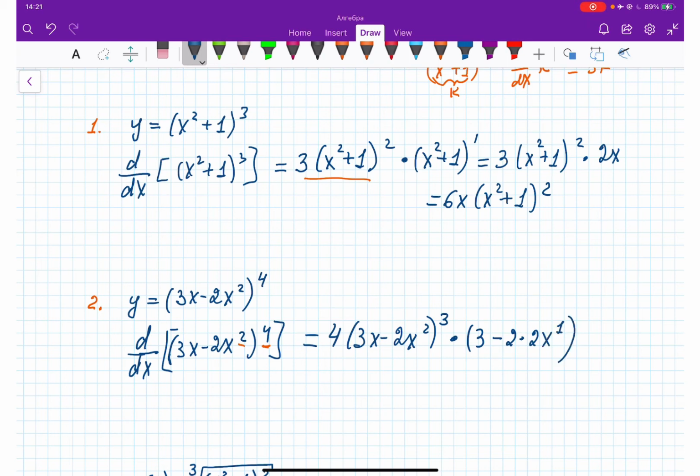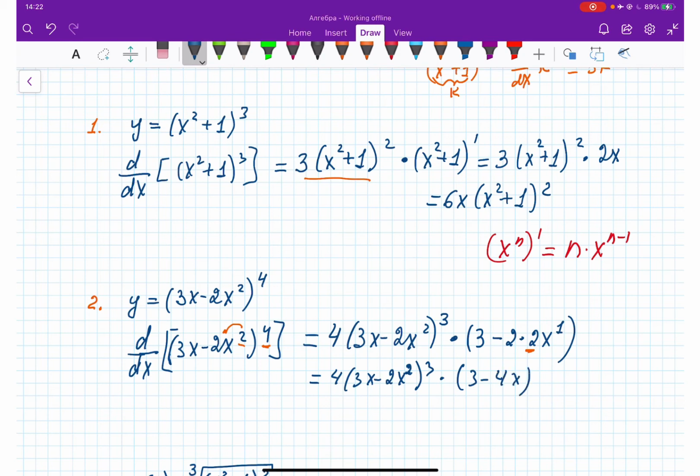Let me remind you, very often we are going to use the formula: the derivative of x to power n is going to be n times x to power n minus 1. And that's exactly what I did. This 2 came in front, and 2 minus 1 is 1. So the final answer is going to be 4 times (3x minus 2x squared) to power 3 times (3 minus 4x). Okay?